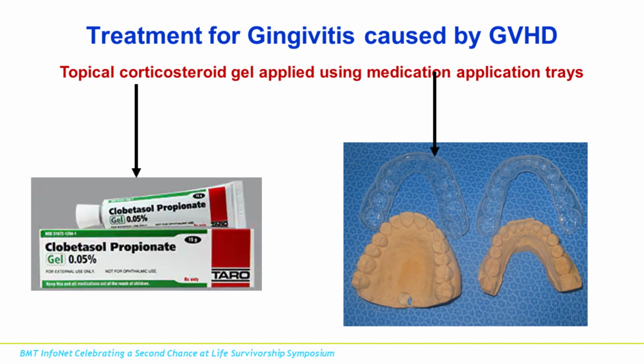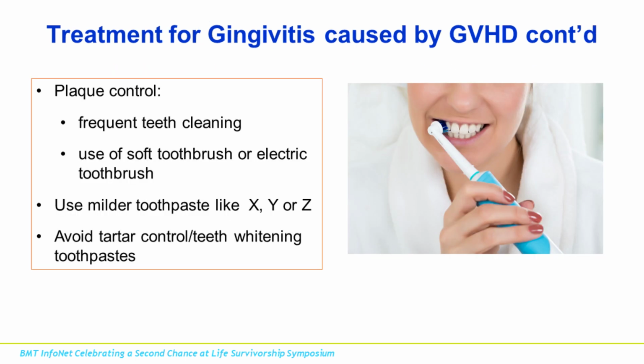So basically, we make this custom tray, then you can put the gel medication inside, and you wear it in touch with the gums. So that keeps the medicine in touch with these areas for 30 minutes. Then you take it out, and 10 minutes later, you rinse your mouth, and do that for 2 to 3 weeks, and that will clear the inflammation of the gums. Then you go to your dentist to get your teeth cleaned. So that's how we manage the gum involvement by GVHD. We call them medication application trays, that your dentist can make to do that. Okay.